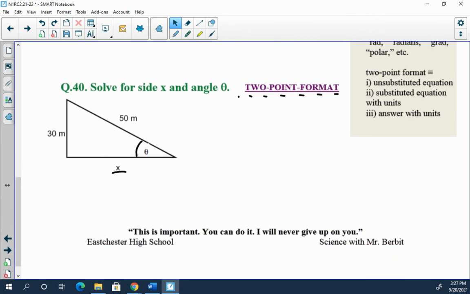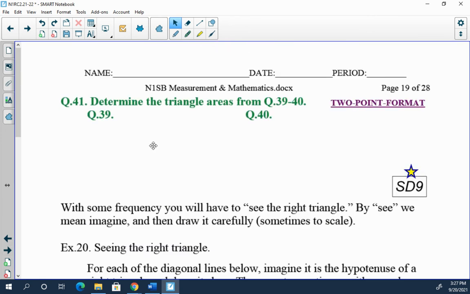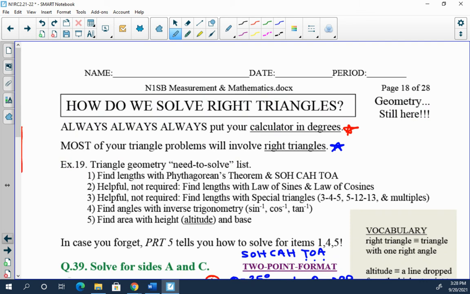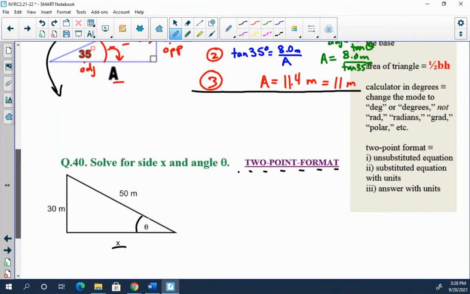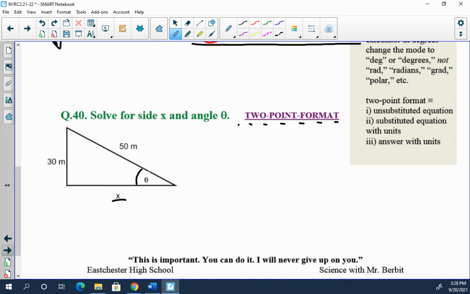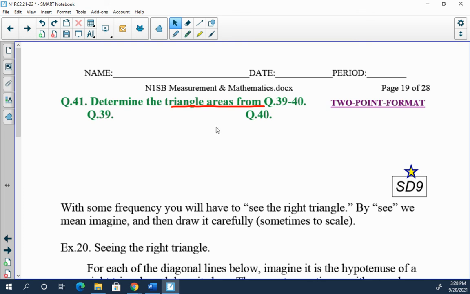Let's see if I need you to do anything on the next page. Yeah, we'll do question 41 and you're going to stop there. Question 41, with 2-point format, you're going to determine the triangle areas from questions 39 and 40. 39's got an area, 40's got an area. Do both of those and use your 2-point format. Do your A equals 1/2 base times height. So set everything up that you need. Tomorrow we're going to look that over. We're going to make sure we're sharp with our 2-point format. All right, so you're going up through question 41. That's it. Don't do the bottom half of the page.